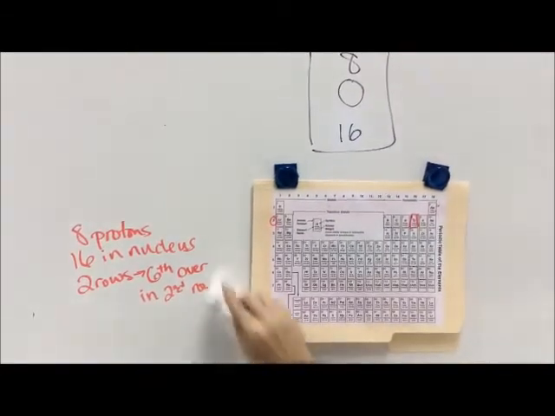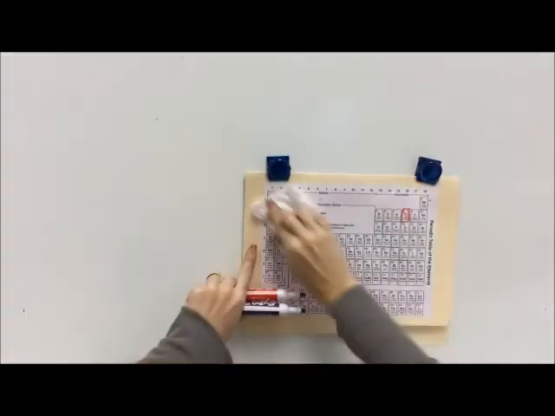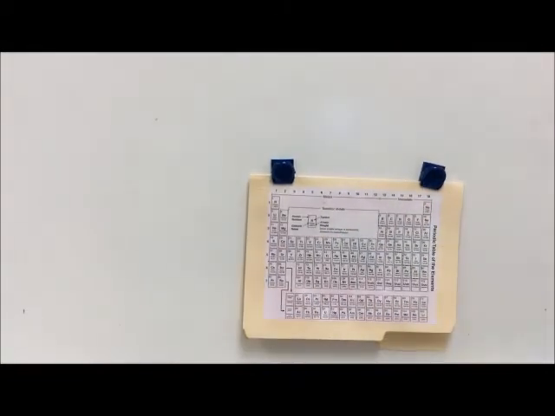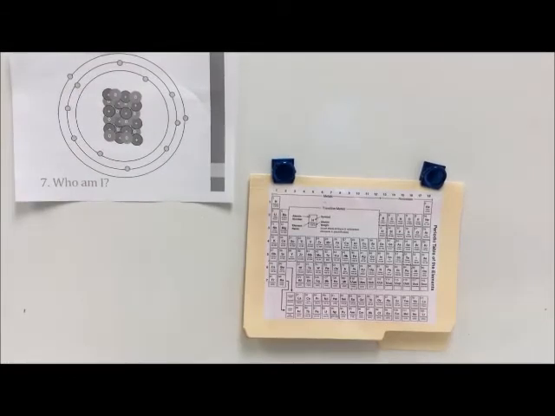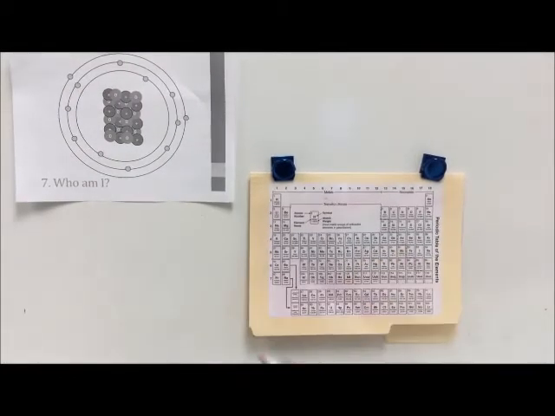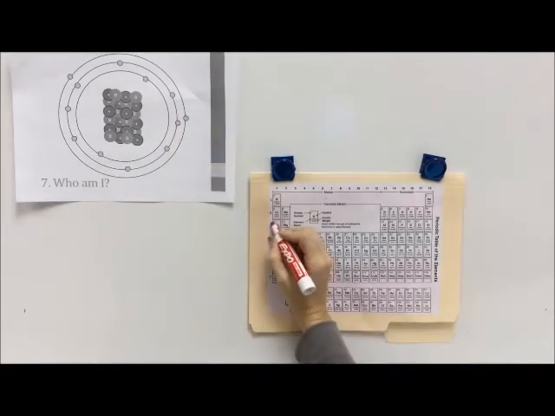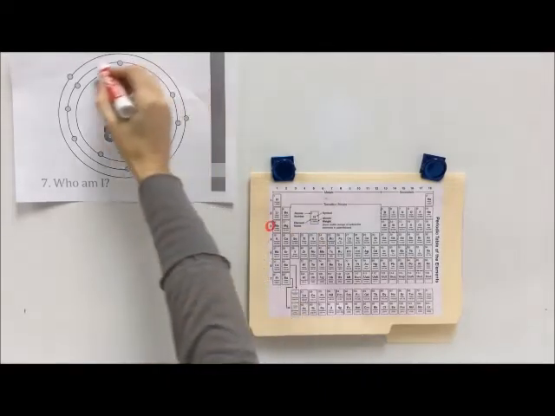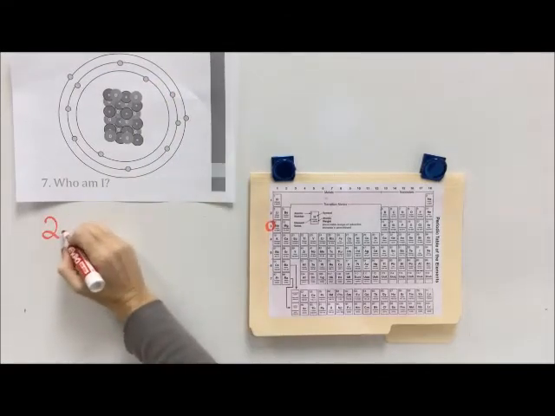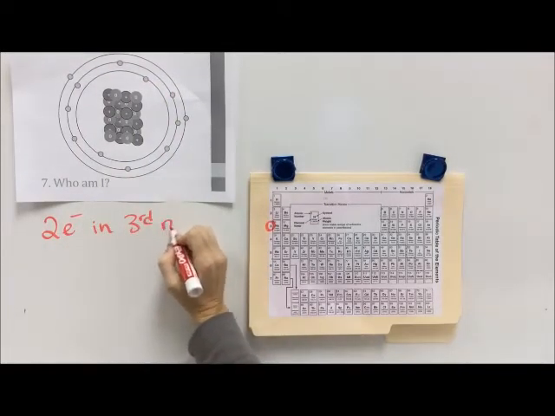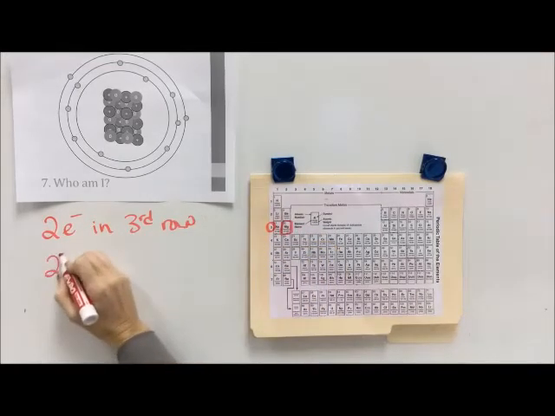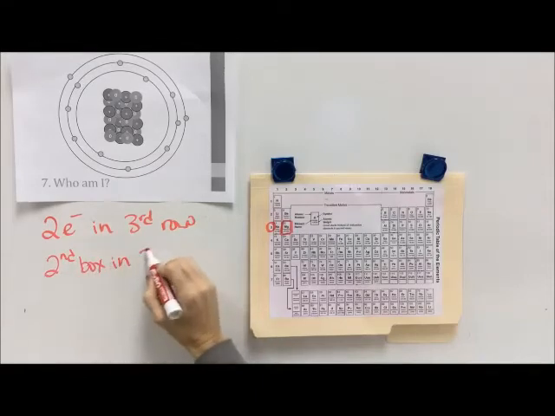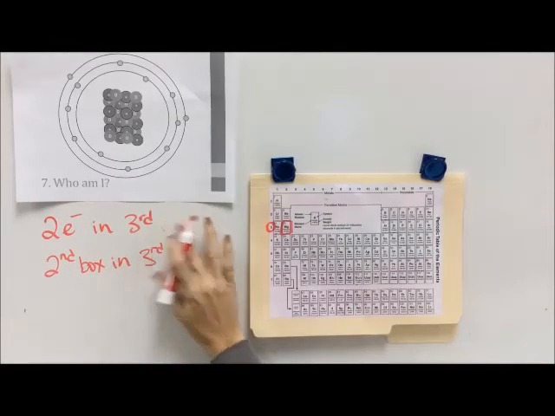Okay, we're going to look at a couple more examples here. So let me get this all erased. Okay, very good. So now let's look at our friend here. Wow, he's getting a little bit bigger. So now we could definitely count protons if we want to, but let's start with those rings. We know it's going to be in the 3rd row because it has 3 rings. And then in this 3rd ring, there are 2 electrons. So it's going to be our little friend magnesium because it's the 2nd box in the 3rd row.